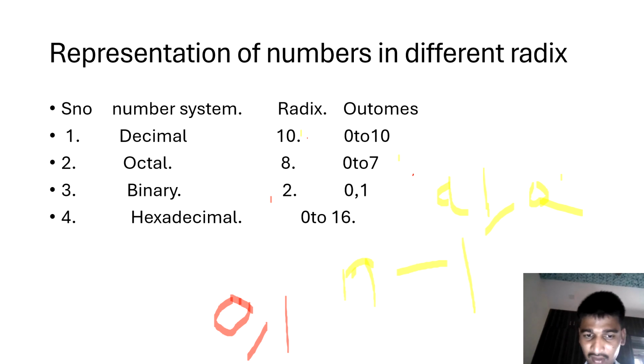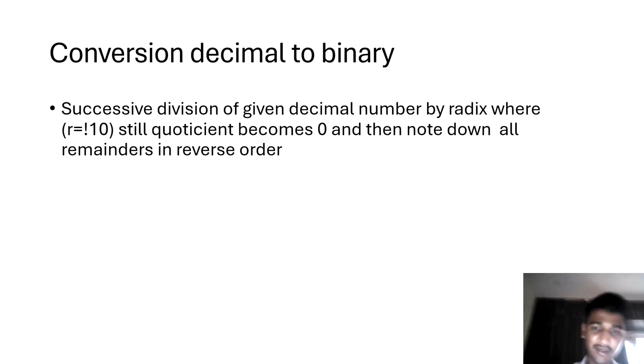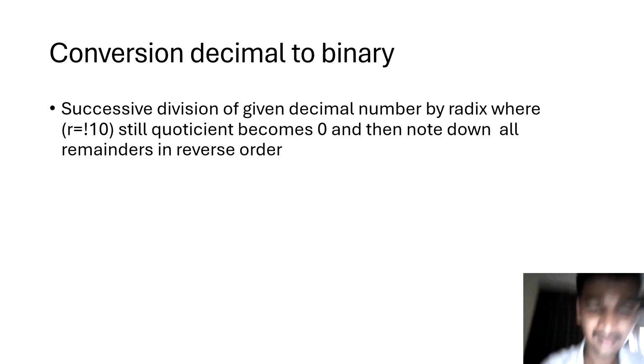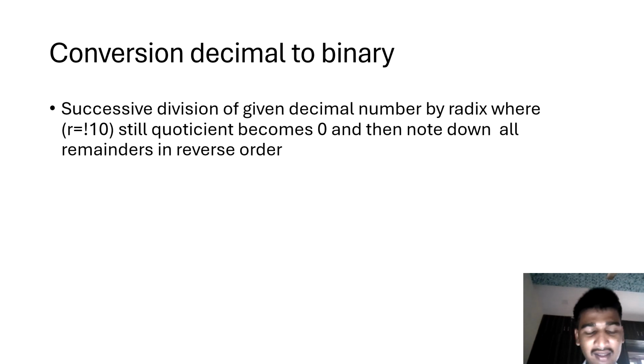After that, another slide: the key points are over. After that we want to see another slide. Conclusion: decimal to binary conversion. What are we concluding? Conversion of decimal to binary. I tell decimal, hexadecimal, octal.